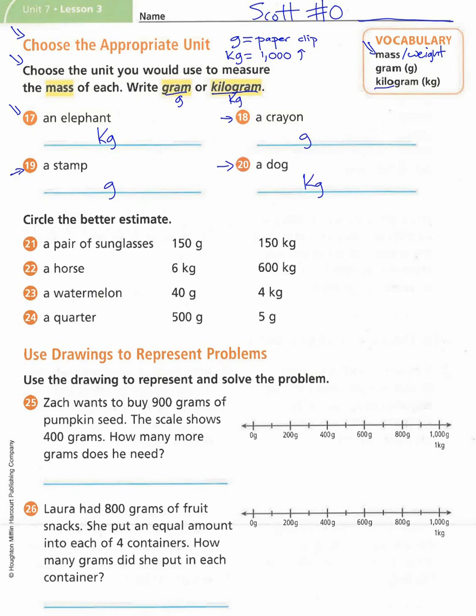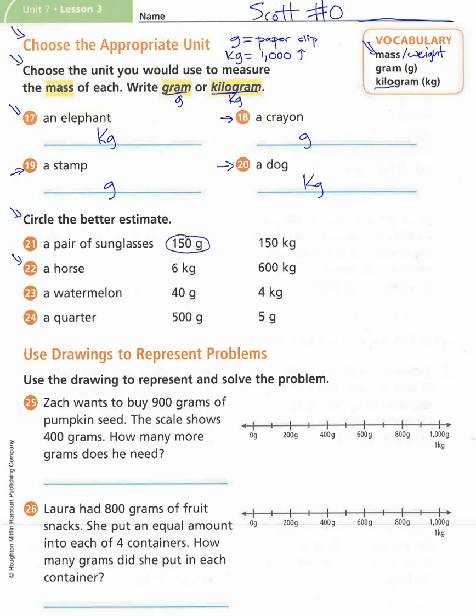All right. So again, down here, circle the better estimate. This is really similar to what we did with the customary units. So number 21, a pair of sunglasses. Is it 150 grams or 150 kilograms? Yeah, so a pair of sunglasses is pretty light. We're gonna go with 150 grams.